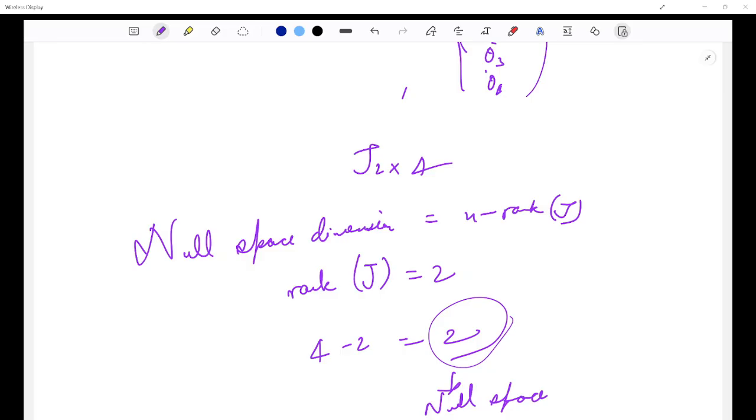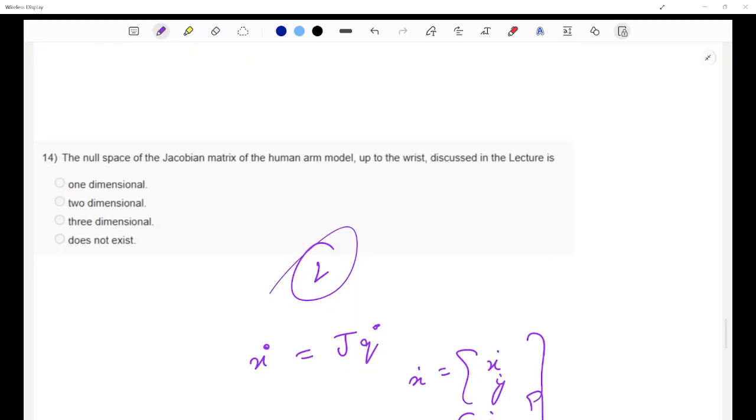The other options: 1-dimensional, no, we get the wrong Jacobian rank. Three-dimensional would mean the Jacobian rank has to be 1, which is not the case. And does not exist: null space exists wherever the degrees of freedom of the robot are greater than the degrees of freedom required to do a task. So 4 is greater than 2 here, so null space definitely exists. So it is also incorrect. So the planar 4R human arm model has a two-dimensional Jacobian null space because 4 joints control a two-dimensional task.